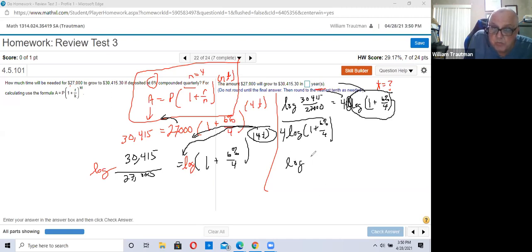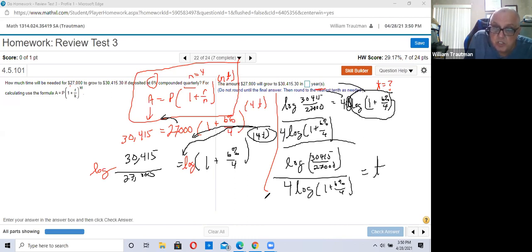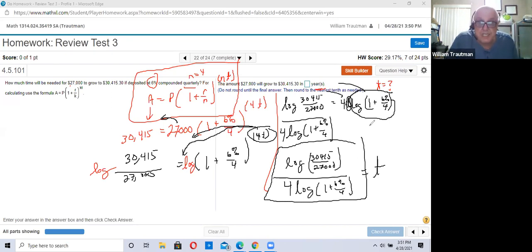The same thing I just wrote. Log of 30,415 over 2,700. And logs always have that parentheses. Over 4 times log of 1 plus 6% over 4 equals t. This is what you need to be able to put in your calculator and get the correct answer. So I really recommend trying that out. You have to hit fraction, log, fraction again, go to the bottom.